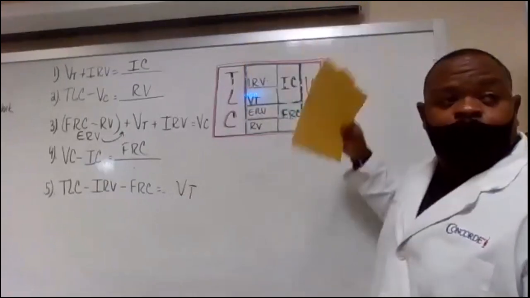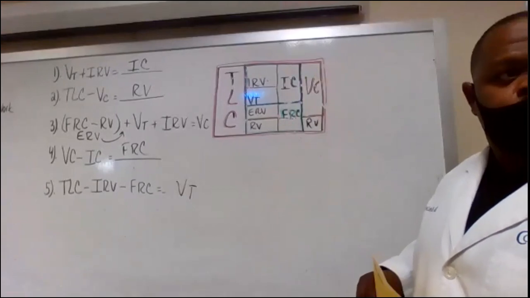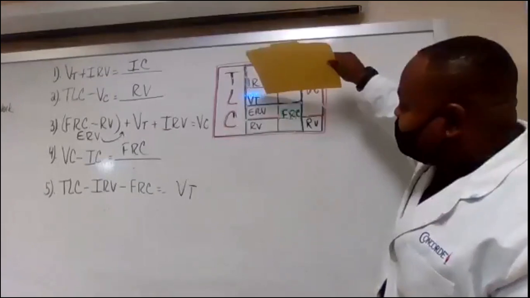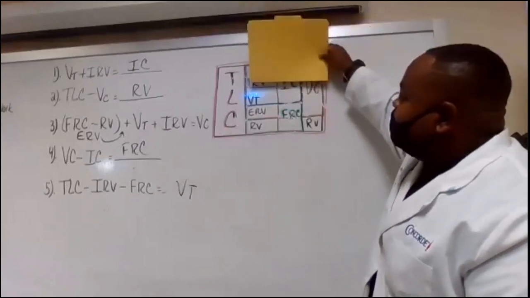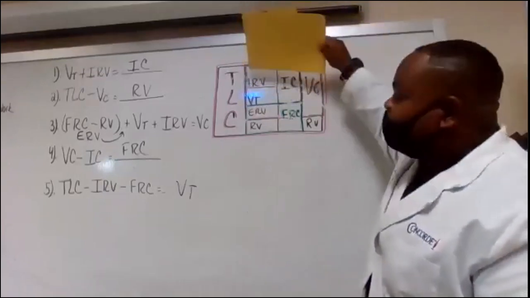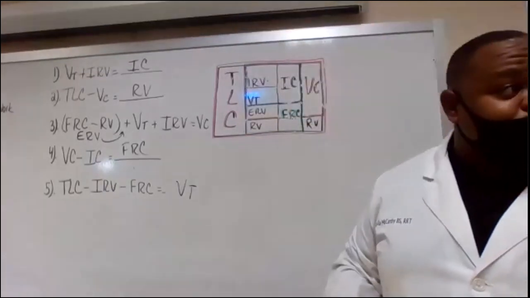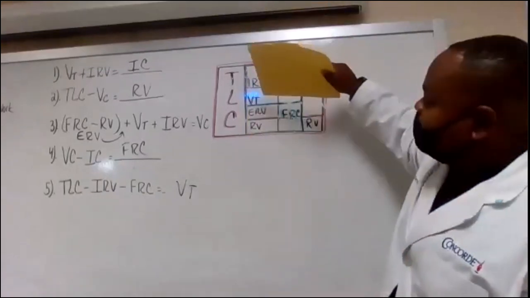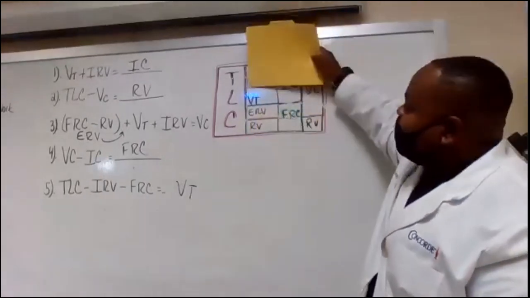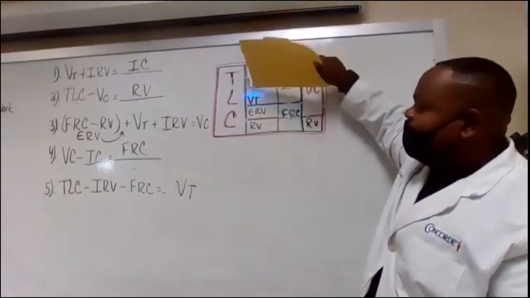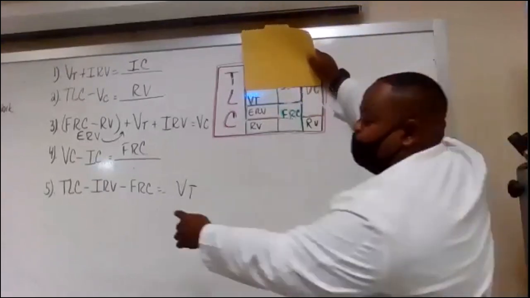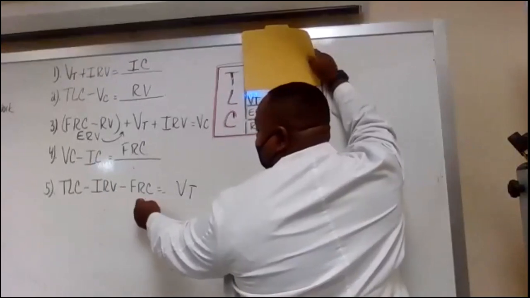If you're saying IRV, you're trying to take out the IC already. Yeah, because that's part of it. IRV plus VT is IC. But if they say take IRV away, take IC away too, that's the capacity. See, there are volumes and there are capacities. They're two different things. IRV and VT are two volumes that make up the inspiratory capacity. So if I subtract the IRV from the inspiratory capacity, all I have left is tidal volume. I could have stopped right there, but they said some more. Then they said, now take out FRC.